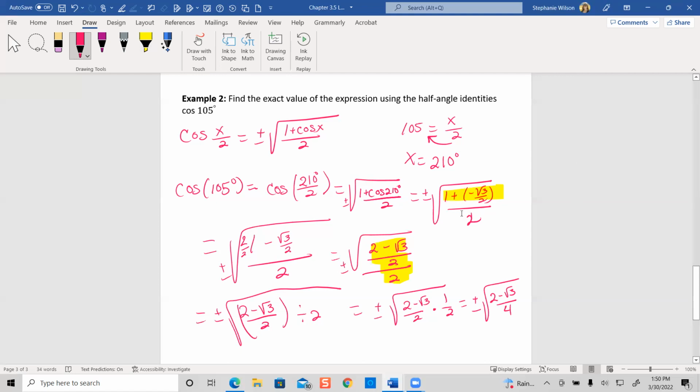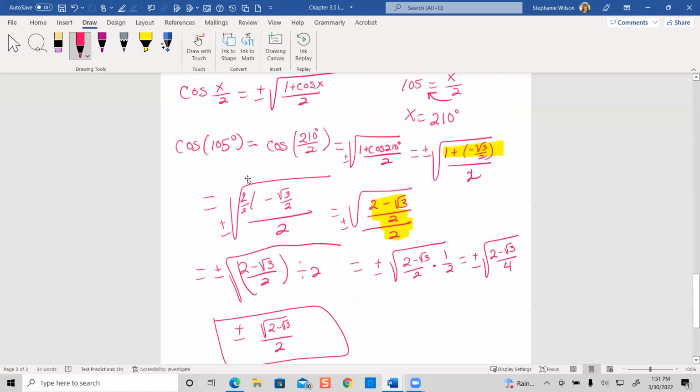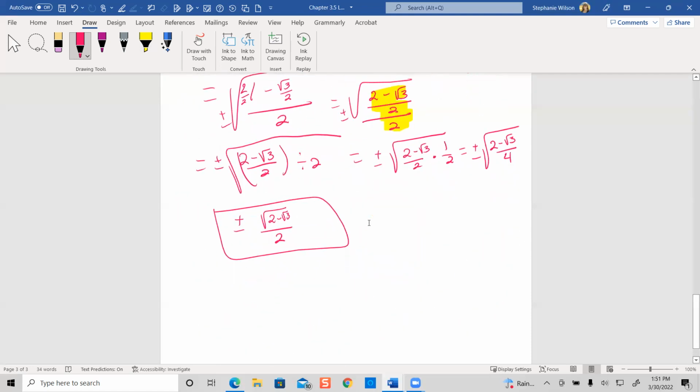Now, what do we want to do? We want to square out whatever we can, and if you notice, the 4 will square out. So now I have plus or minus the square root of 2 minus square root 3, over 2. And that is my final answer. Oh, and then depending on what quadrant it fell in, let's look. Cosine of 105 degrees fell into the second quadrant, and since cosine is negative there, our answer will be negative.